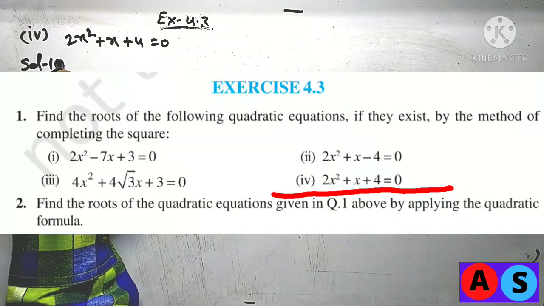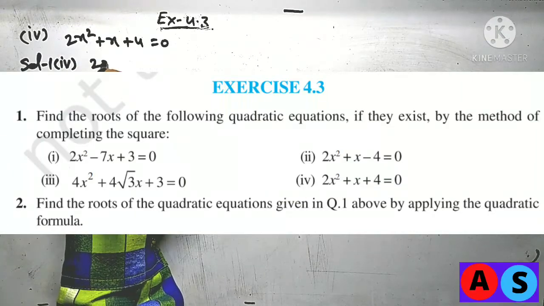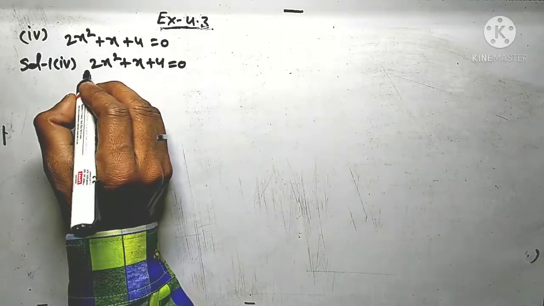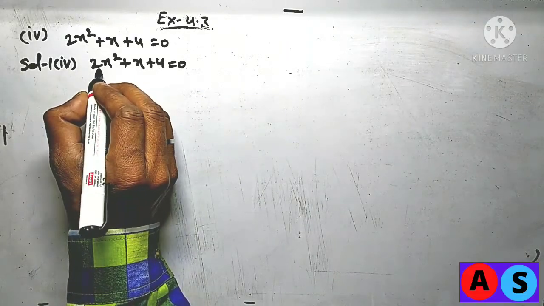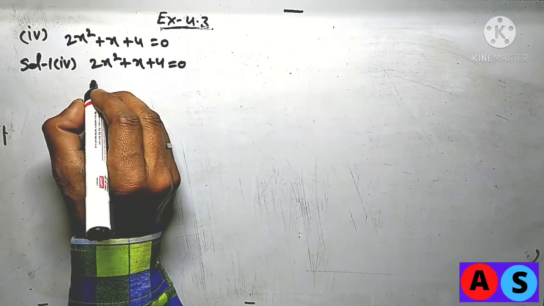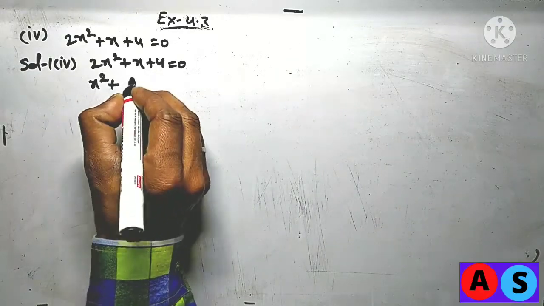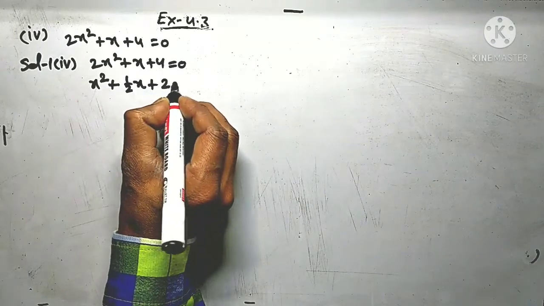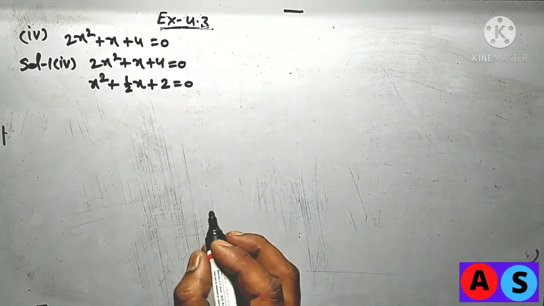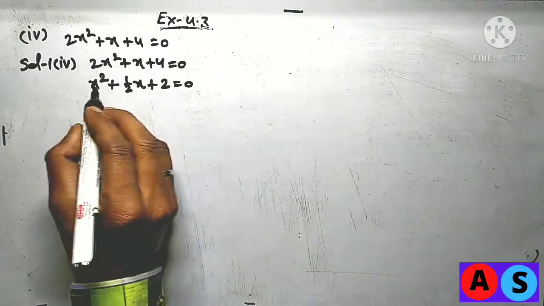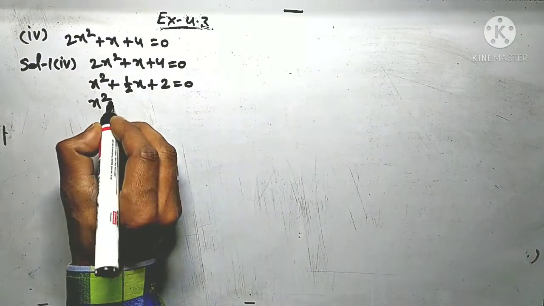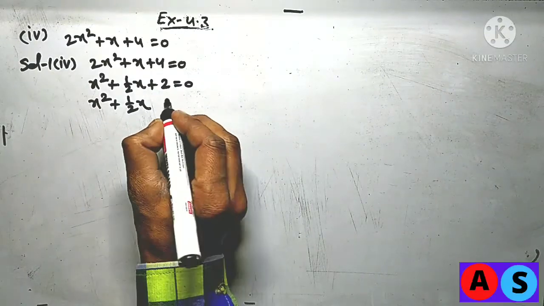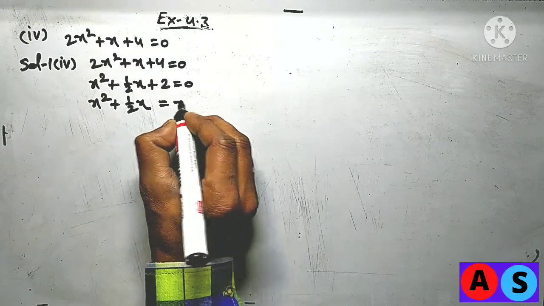Solution, part 4, 2x square plus x plus 4 is equal to 0. First of all, we make the coefficient of x square as 1, so we divide the whole quadratic equation by 2. We get x square plus 1 over 2 x plus 2 is equal to 0. Now take all the terms having x on the left side, x square plus 1 over 2 x, and the other terms without x on the right side, minus 2.